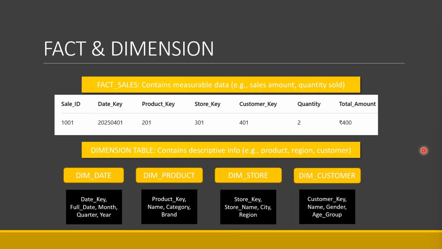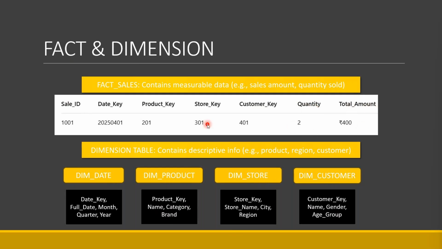Actually, I forgot to include that in the slide. The fact table will have the key columns to establish a relationship with the dimension tables, and apart from that, it will have measurable information or numeric columns. As you see, in the quantity and total amount, we have numeric columns, right?